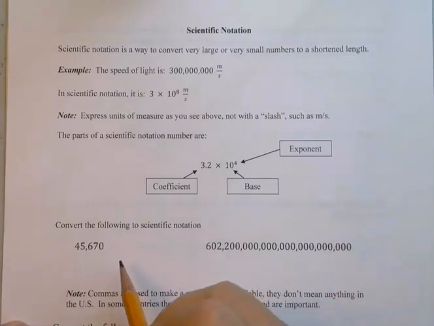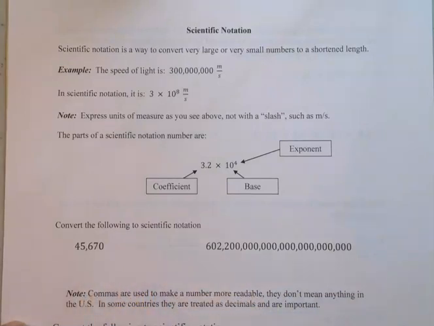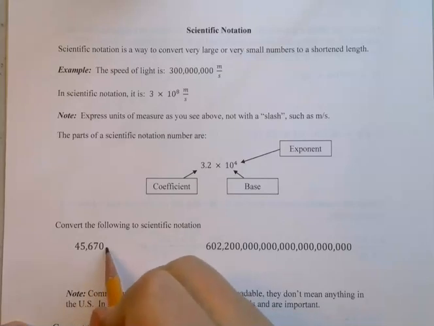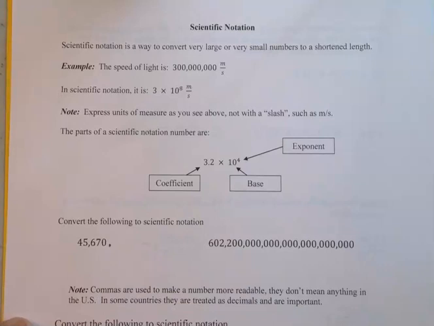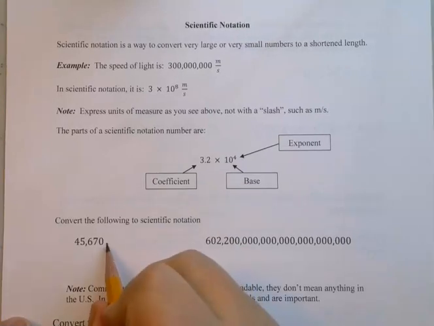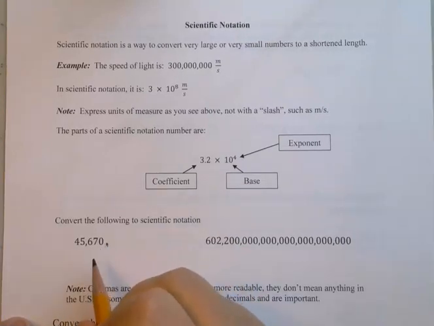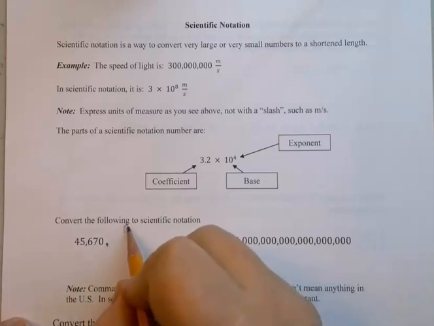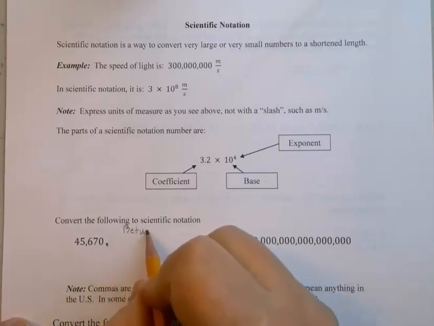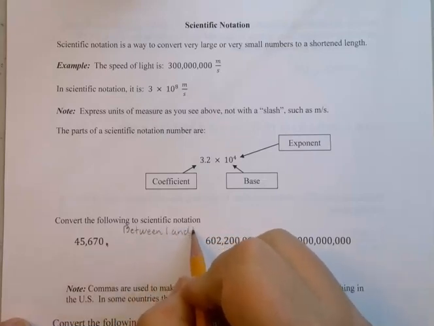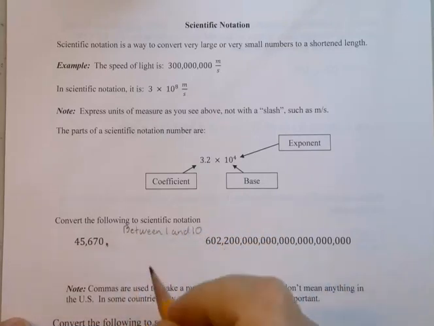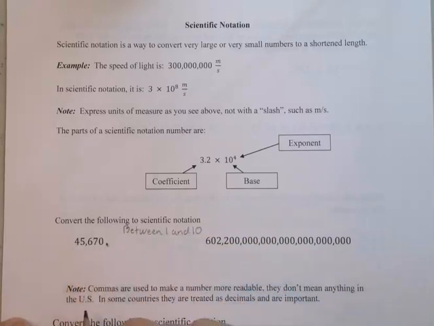The technique is to identify where the decimal is. And you may say, I don't see a decimal. So you put it here at the end. It actually is at the end. It's implied there, but you don't write it. And you move it over until you create a number between 1 and 10. Actually, technically, between 1 and 9.99. It can't be 10.